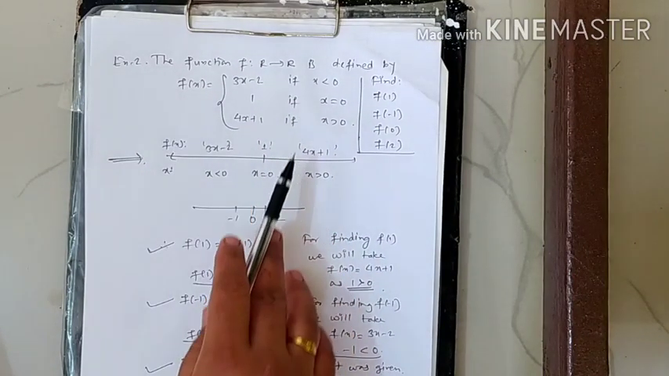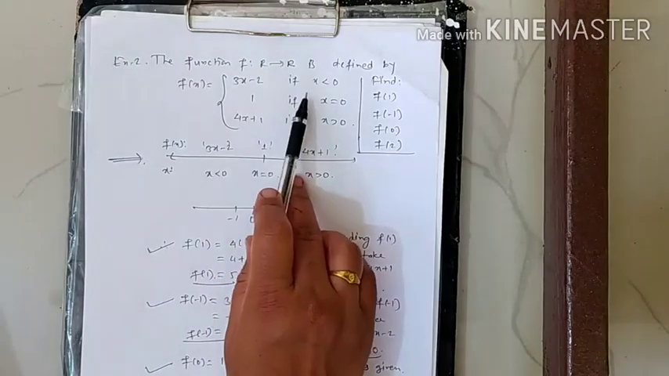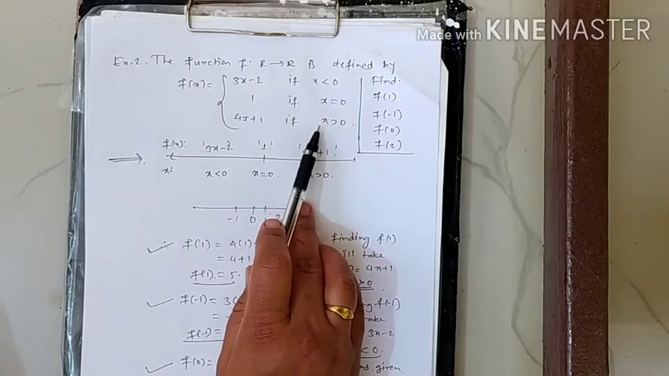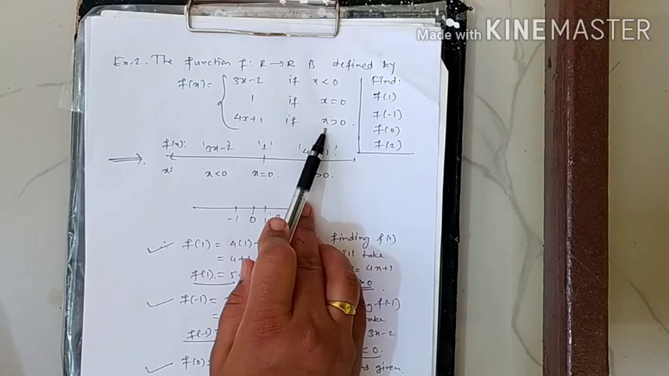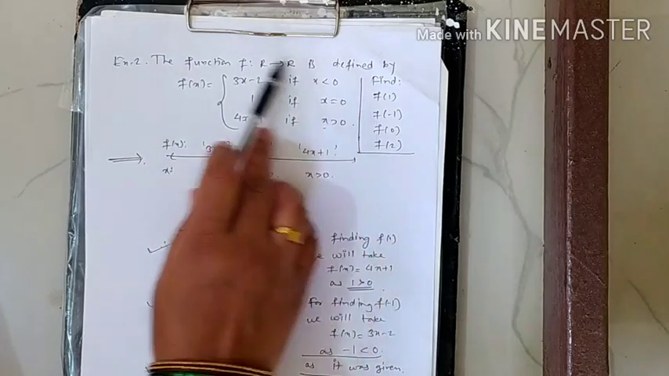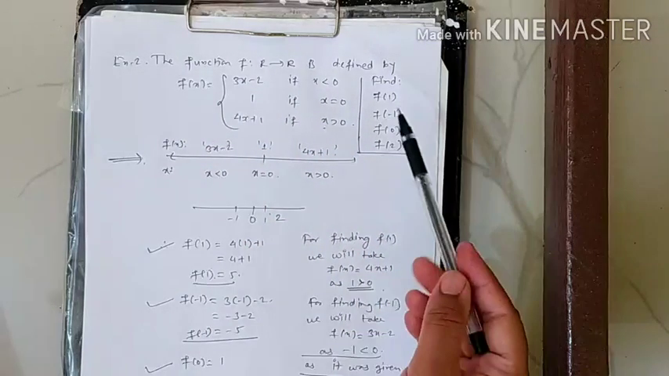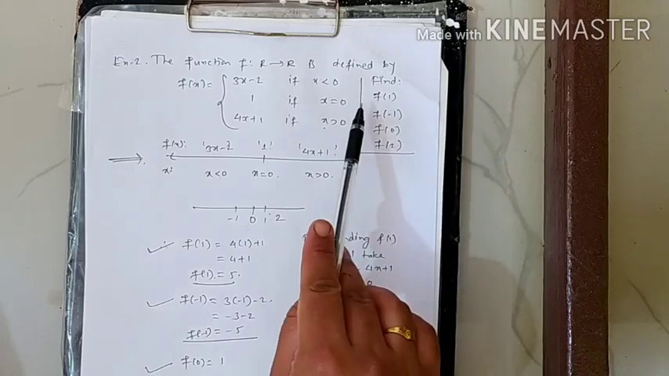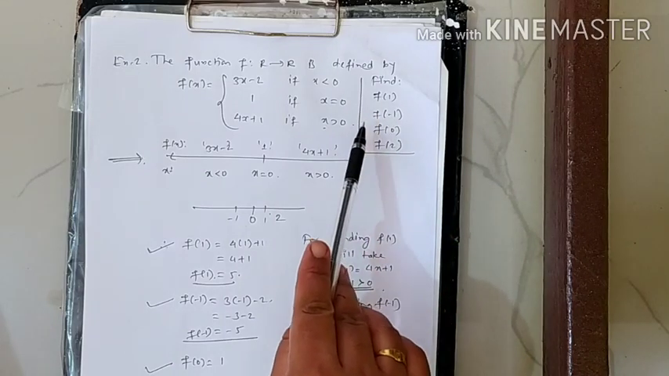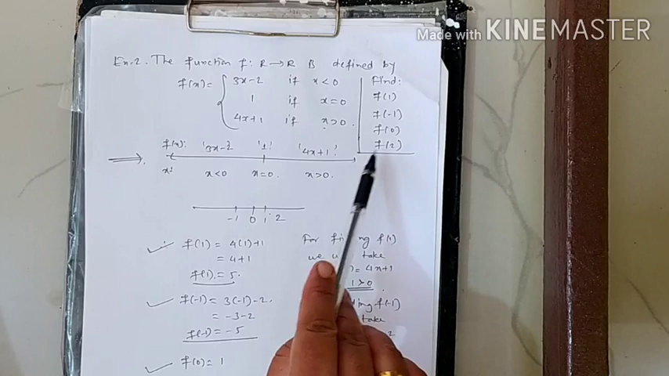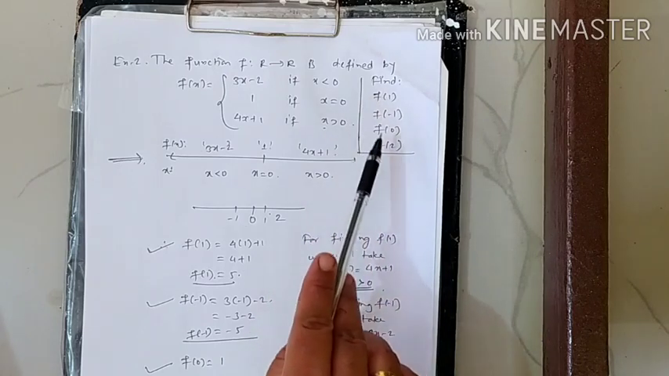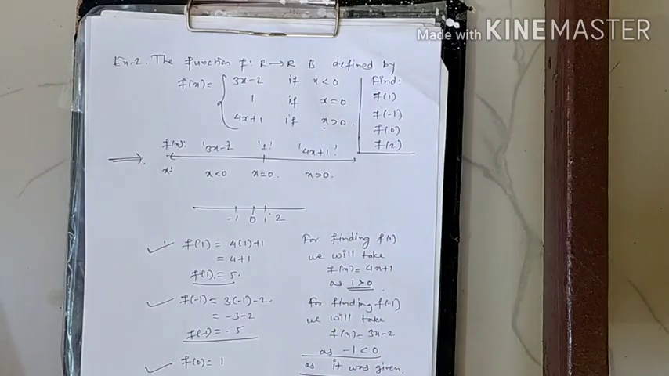In that they have given the condition for x less than 0, x equal to 0 and x greater than 0. And for this, by taking these expressions, we have found the values for f of 1, f of minus 1, f of 0 and f of 2, means the images of 1, minus 1, 0 and 2. Getting? Any doubt? Okay.